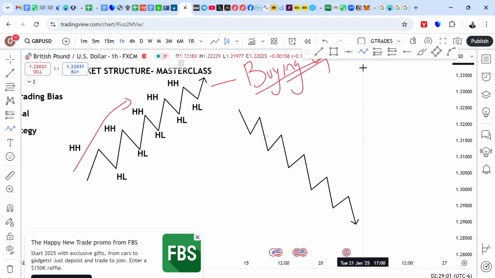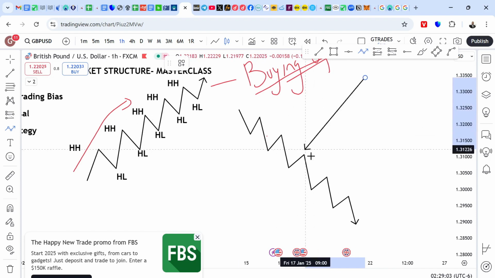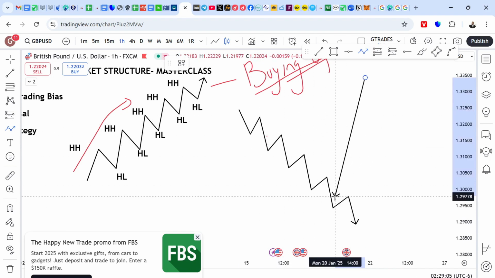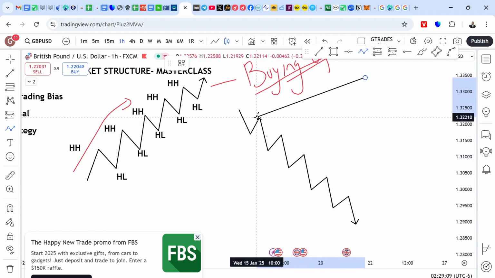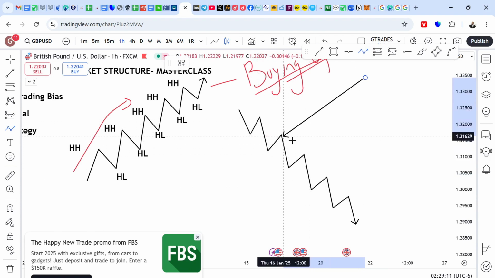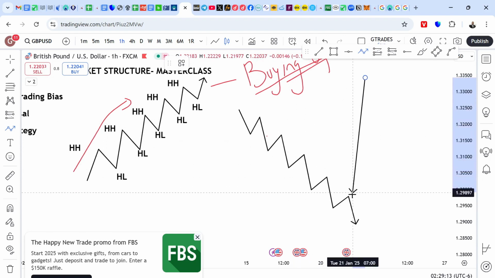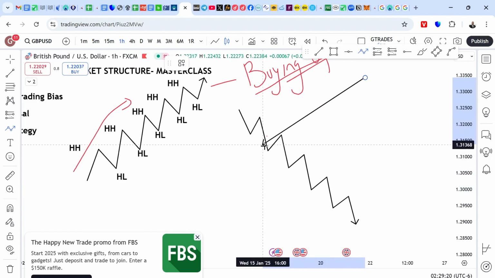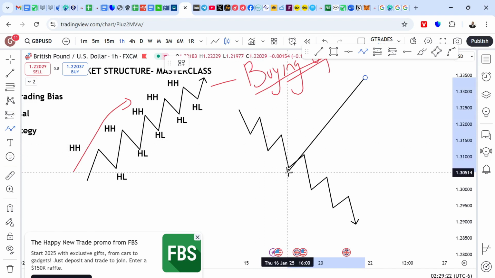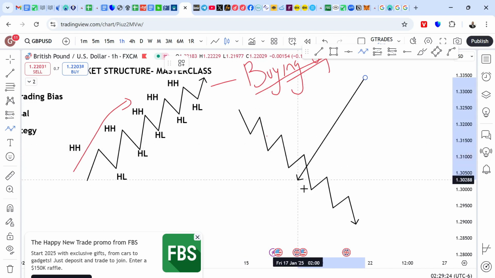Now, if you look at it properly, you will notice that these are all highs, but they are lower than each other. This one is lower than this. This one is lower than this. And these are the lows, right? So this low is lower than this low. So that means it's called lower low, lower low, lower low, lower low.